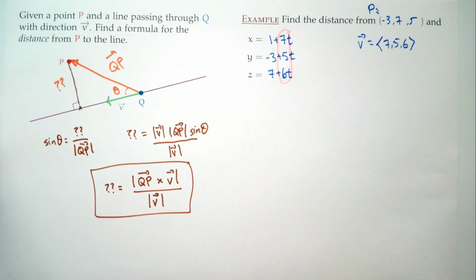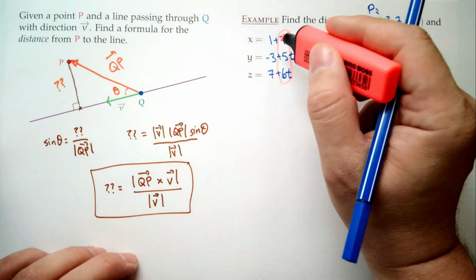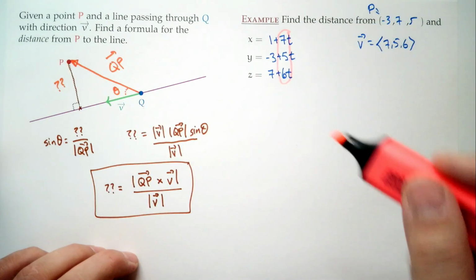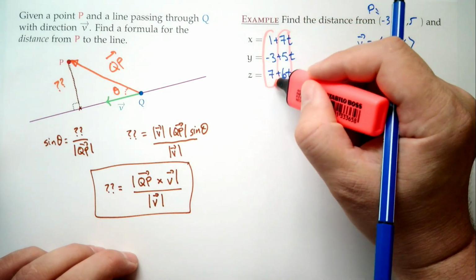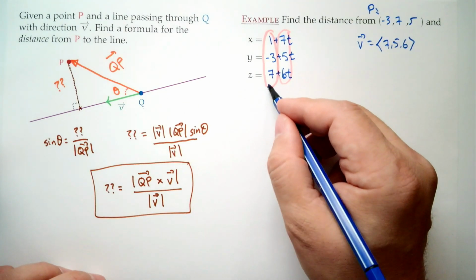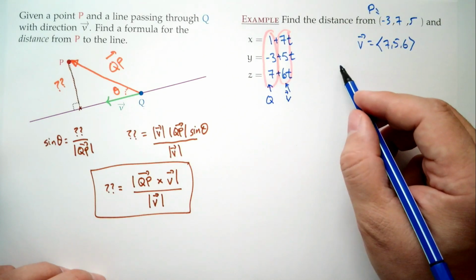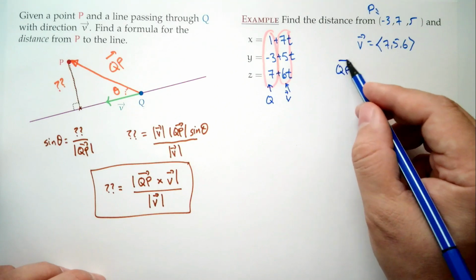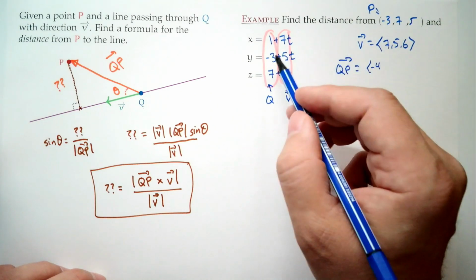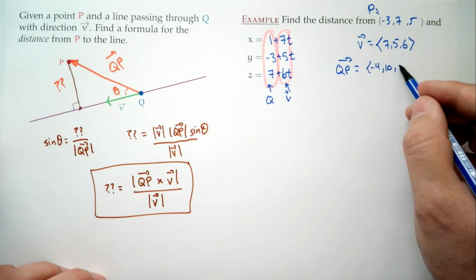Where's our Q? Well, right, we need a point on the line. Is there some point on the line? Yeah, you just put in 0, and in particular, if you just read off those numbers, 1, negative 3, 7, this could be our point on the line. So there's Q, there's our V. So if we go Q to P, what do we have? Well, 1 to negative 3, that's negative 4. Negative 3 to positive 7, that's plus 10. 7 to 5, that's negative 2.